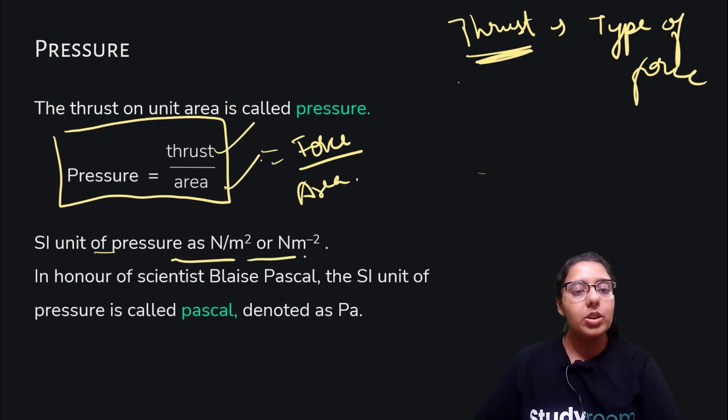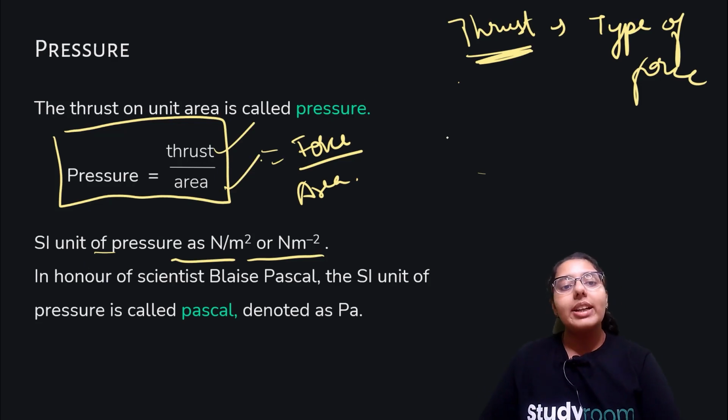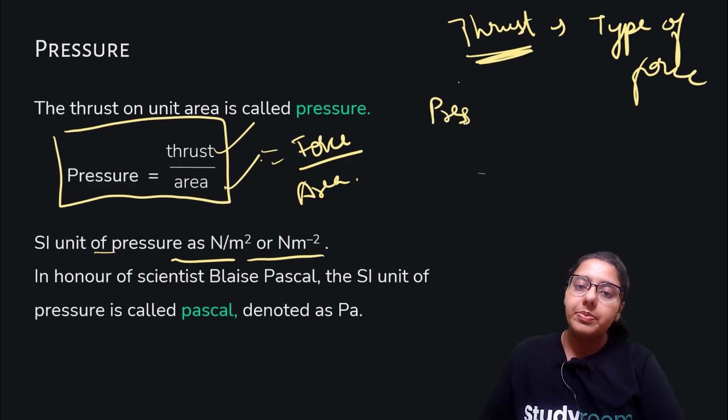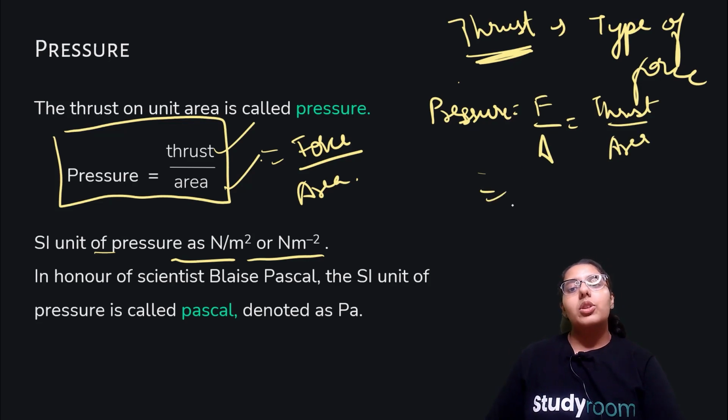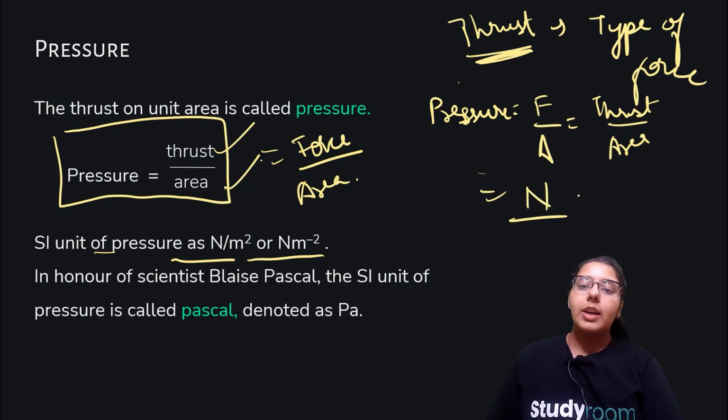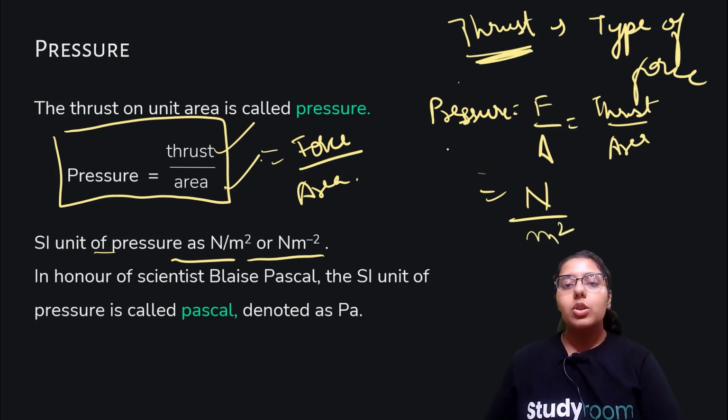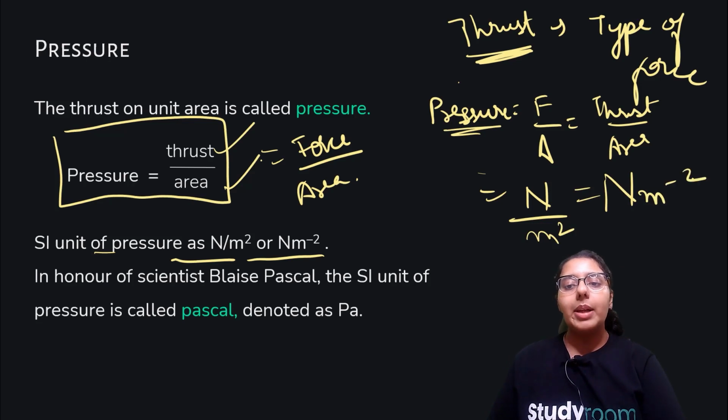The SI unit of pressure is Newton per meter square. How do we get this? We know that pressure is equal to force upon area, which is equal to thrust upon area. What is the SI unit of force? It is nothing but newtons. And what is the SI unit of area? We know area we measure in meter square. So we get that the SI unit of pressure is Newton per meter square.